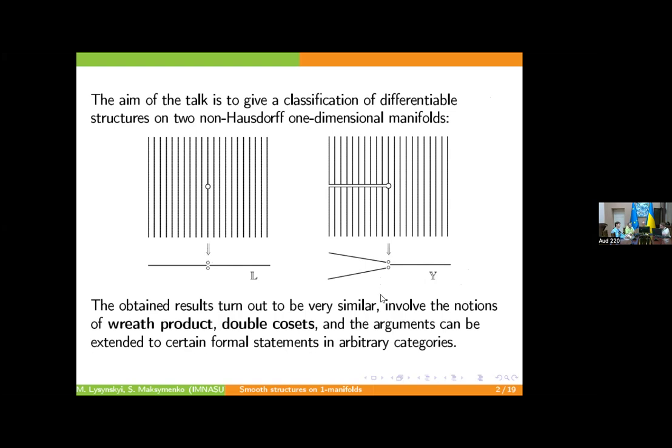And this is a joint talk with my postgraduate student, Mykola Lysynsky. So this was just a topic in differential topology, but it turns out that there is a classification of differentiable structures on these manifolds. It becomes very similar, and it involves a similar formalism, which uses the notions of restricted product and double cosets, and therefore we decided to present these results at an algebraic conference.